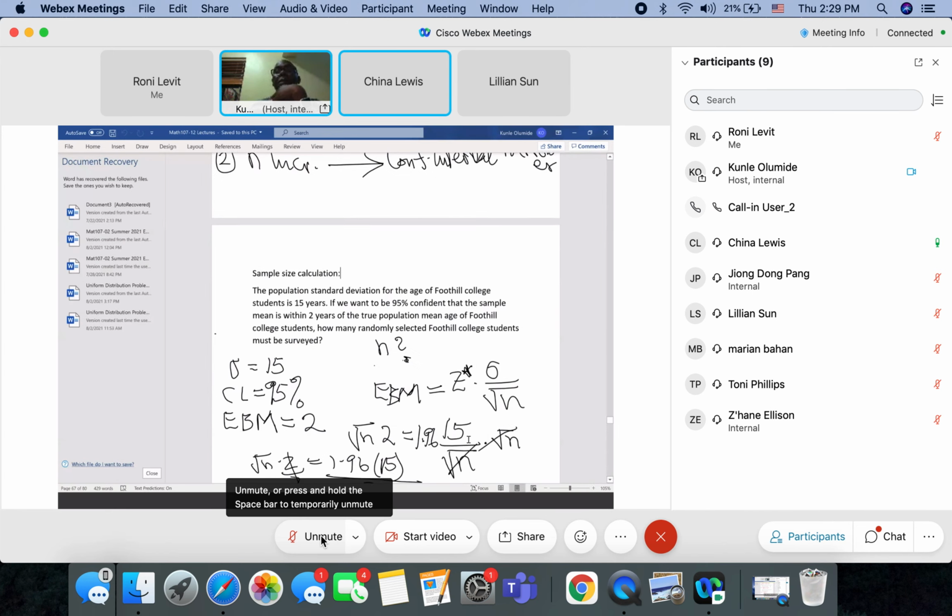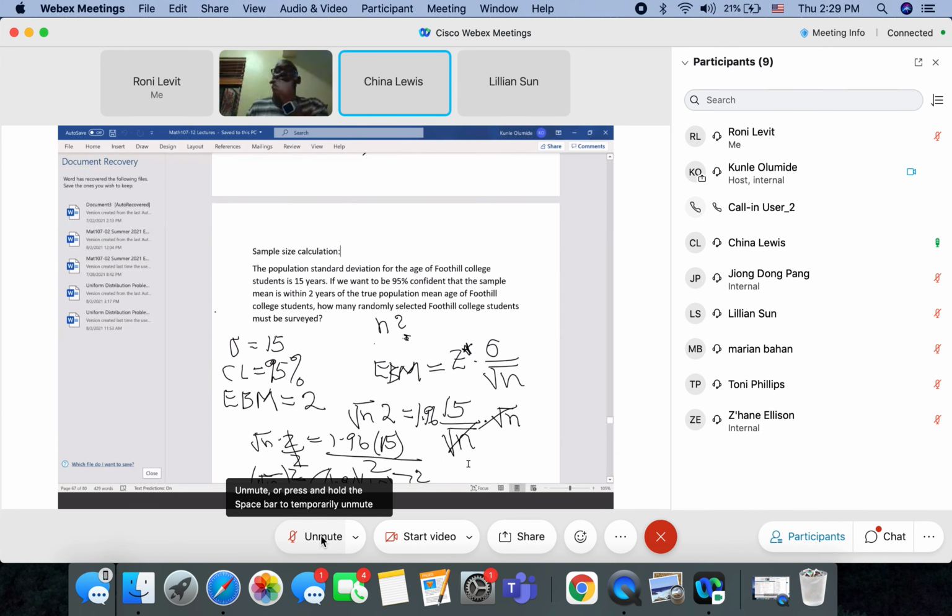Do you have another example maybe that we could do again? Not with me, but if you go back to the assignment that I gave you, there will be at least 1 or 2 questions asking you to calculate the sample size.